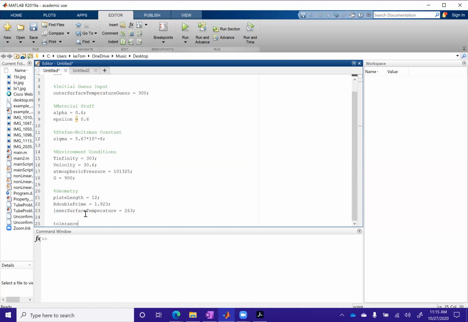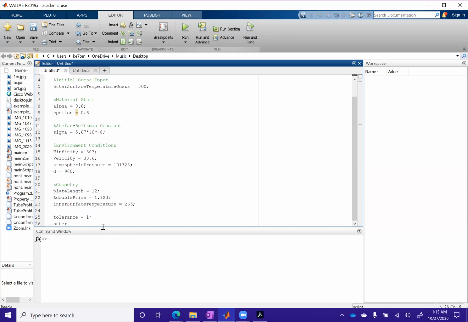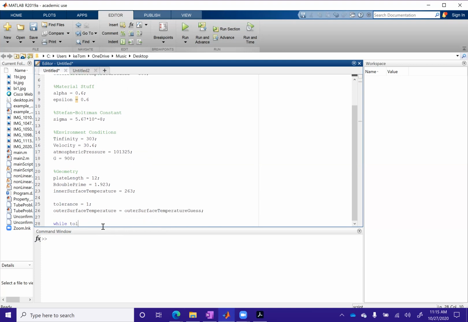So now I'm going to set my tolerance value. I'm going to set it equal to 1. That's pretty arbitrary as long as it's greater than what you actually want it to be, right? And then for this first one, I'm going to say my outer surface temperature is equal to my outer surface temperature guess. Okay, then I'm going to do my while loop. Tolerance is greater than, I'm going to say once you're at a 1/10 of a degree, it's pretty much converged, right?